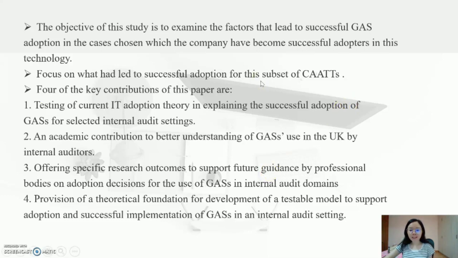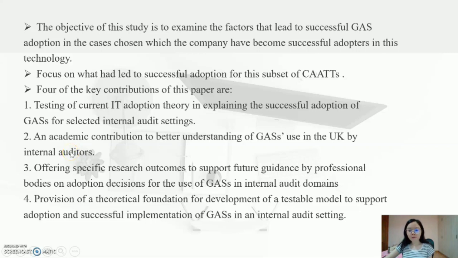But there are also 4 key contributions that will be focused on. For the first one, they test the current IT adoption theory and explain a link with how they can be successful in applying GAS in the selected internal audit setting. In this paper, we will focus on the internal audit setting of the company. The second one is an academic contribution to a better understanding of GAS use in the UK by internal auditors, because most of the companies we chose in the case are based in the UK.